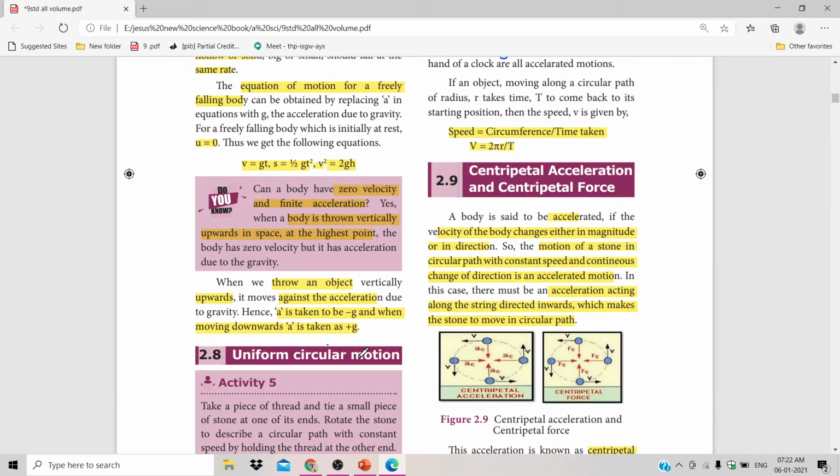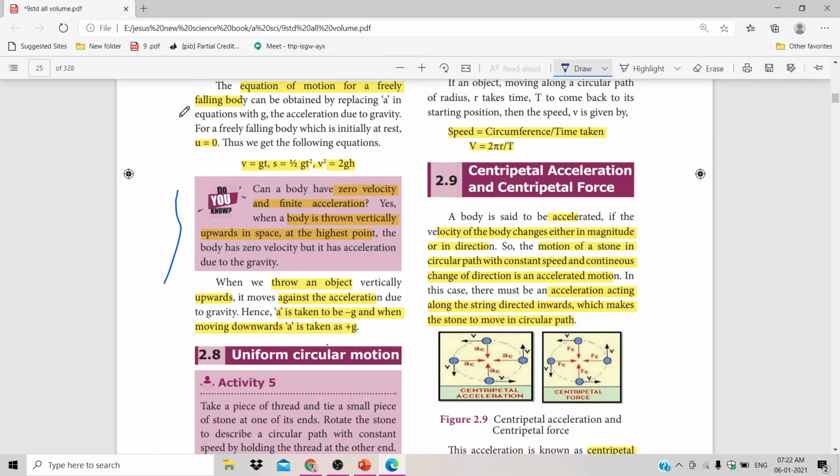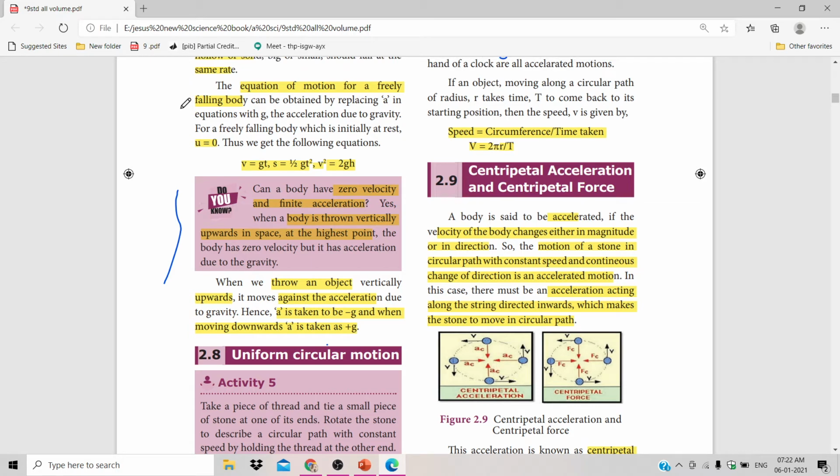See, this is very important. This box is very, very important. They asked if a body can have 0 velocity as well as finite acceleration. Yes, they told that a body can have 0 velocity as well as finite acceleration. That is, if you throw a ball vertically upward, at the highest point the ball will go up and then start coming down, isn't it? It goes up and it stops. Where it stops, that is called 0 velocity. And when it starts coming down, that is called finite acceleration.